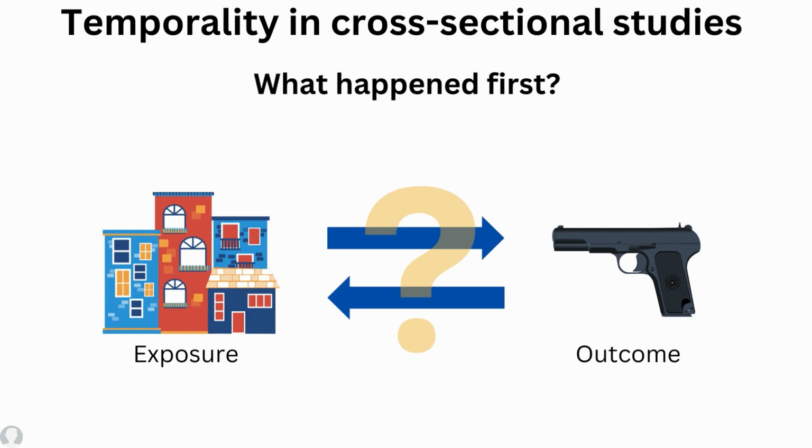If the study finds an association between these two variables, the only conclusion we can draw is that living in a dangerous neighborhood is associated with gun ownership. We can't say that living in a dangerous neighborhood is a determinant of owning a gun, or vice versa, because we can't be sure which came first.